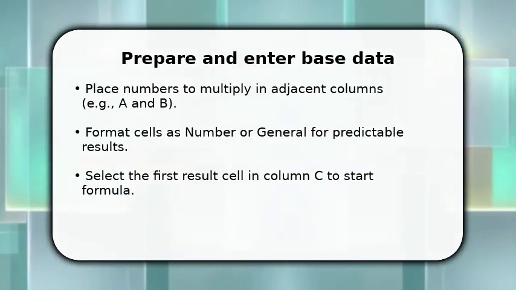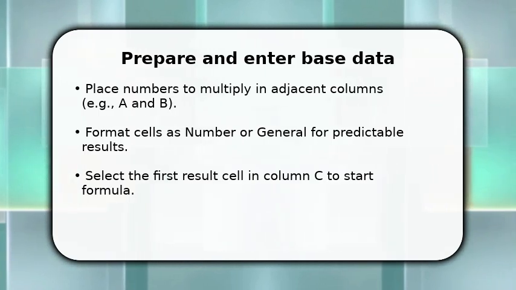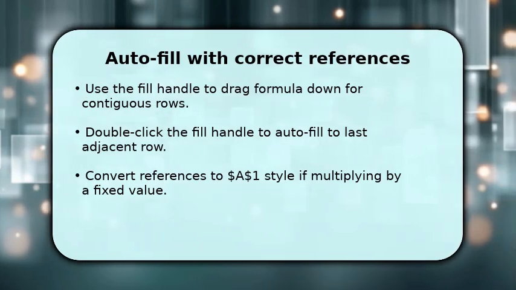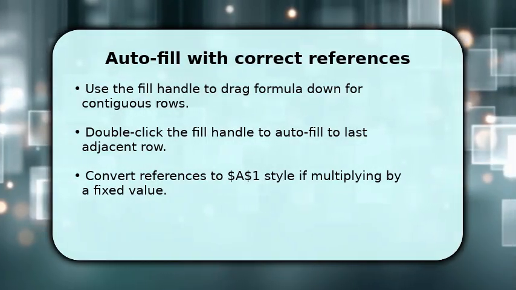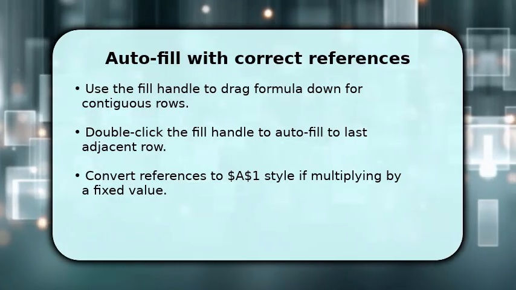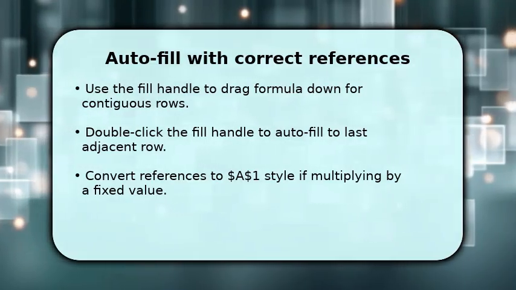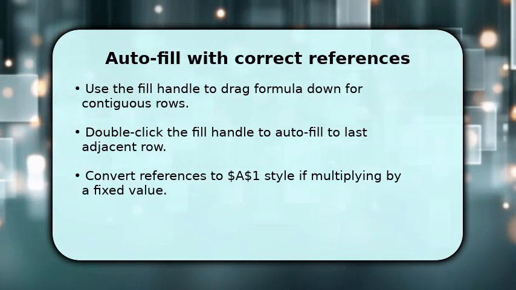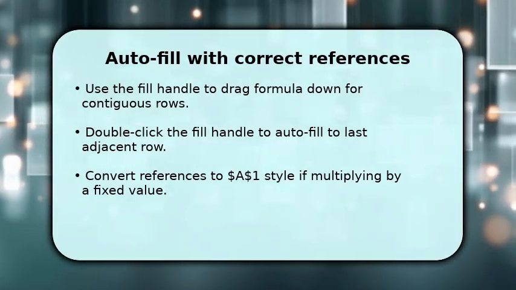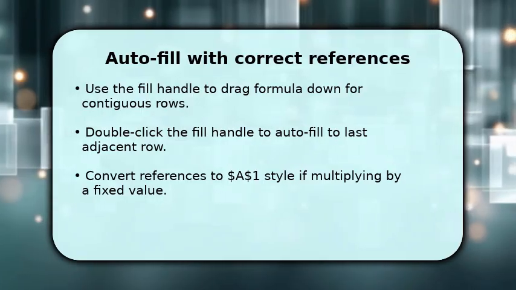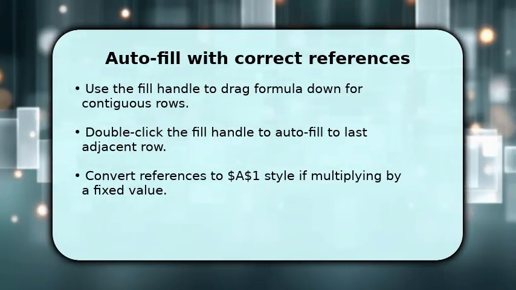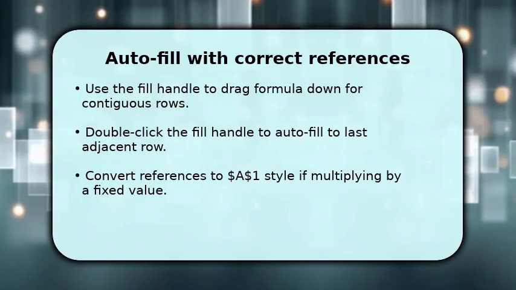Now you need to propagate that multiplication down the column. Hover the fill handle at the lower right corner of the result cell until the cursor becomes a plus. Then double-click to autofill down to the last populated row in the adjacent column. If you're multiplying every row by a fixed cell, edit the original formula to use absolute references like $B$1 so the multiplier stays constant. Press Enter, and then use the fill handle again.